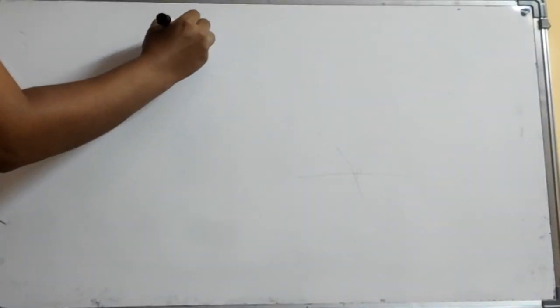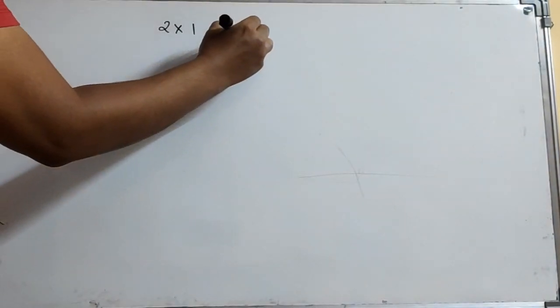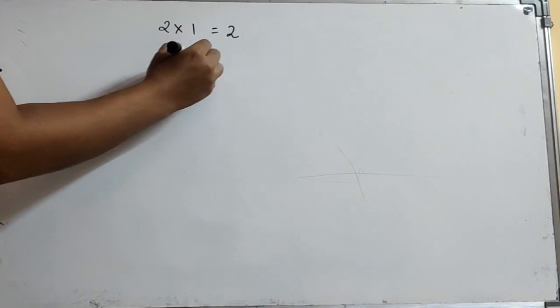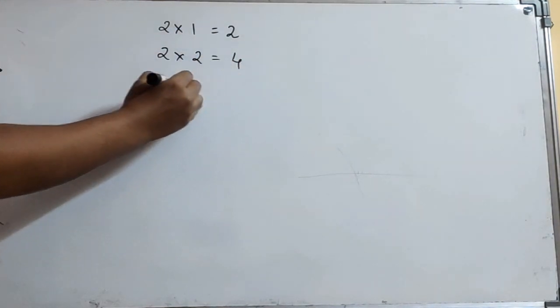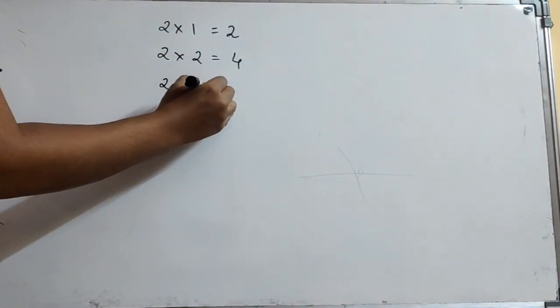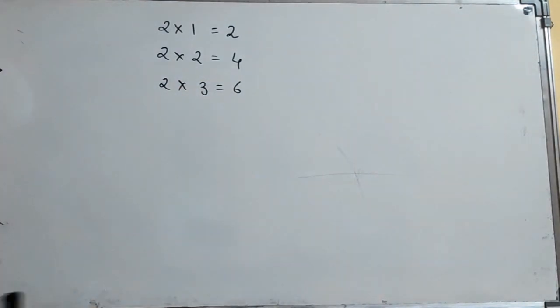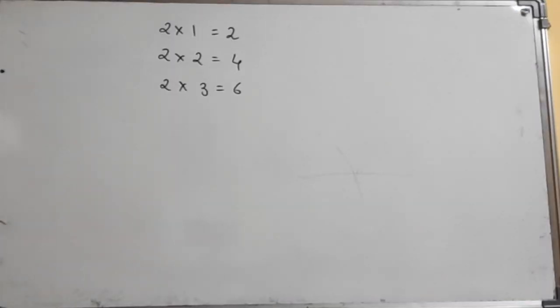Now, if you are supposed to write a multiplication table, say the table of 2 for instance, how will you write? You will say 2 multiplied by 1 is equal to 2. 2 multiplied by 2 equals 4. 2 multiplied by 3 equals 6 and so on. Okay, so this is how you write the multiplication table.